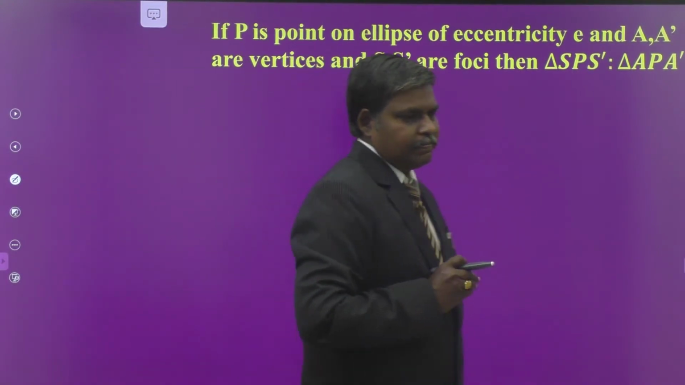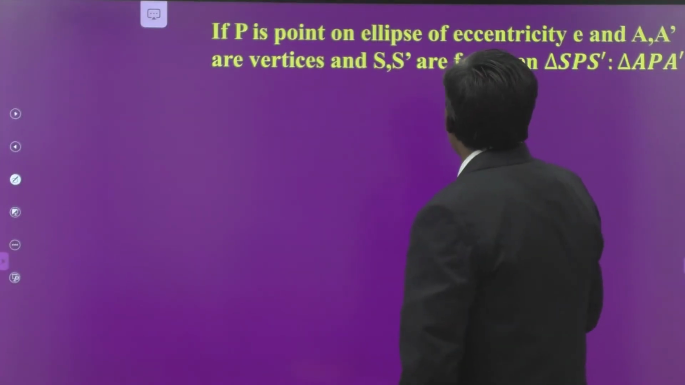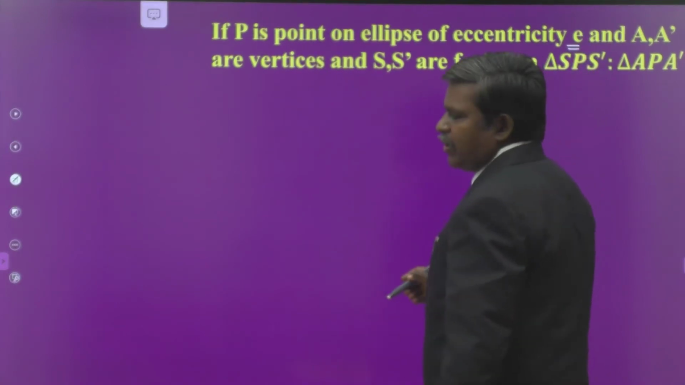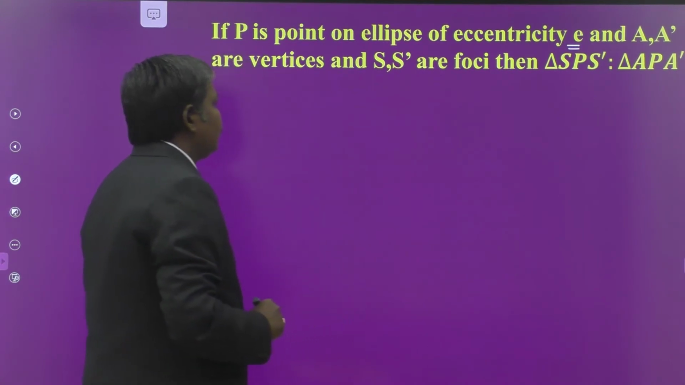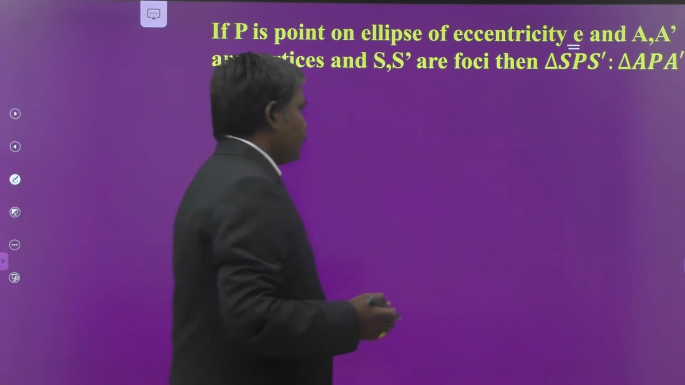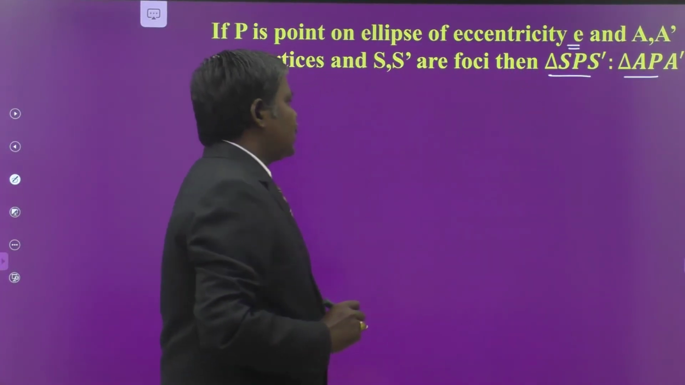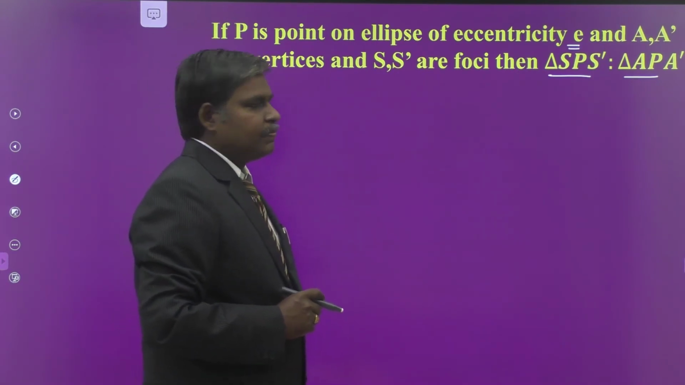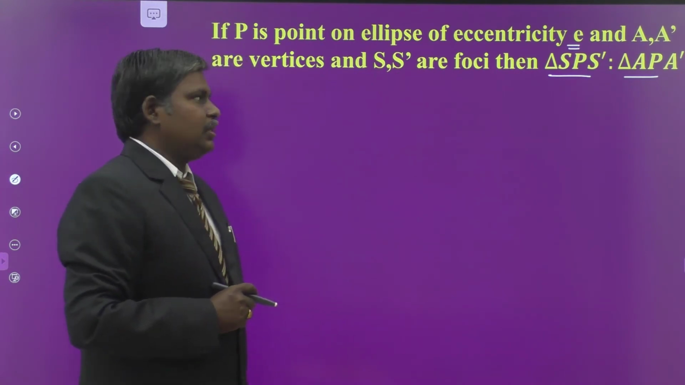This is the question. P is a point on the ellipse of eccentricity E. A, A dash are vertices, S, S dash are foci. Then find the ratio of the areas of triangle SPS dash and triangle APA dash. So P is any point on the ellipse having eccentricity E.